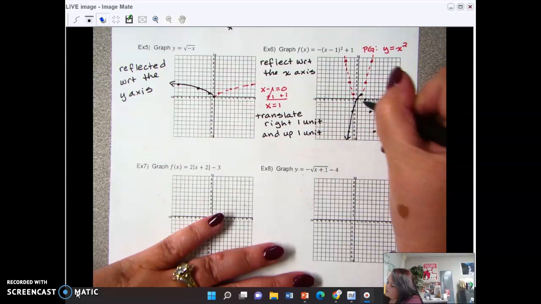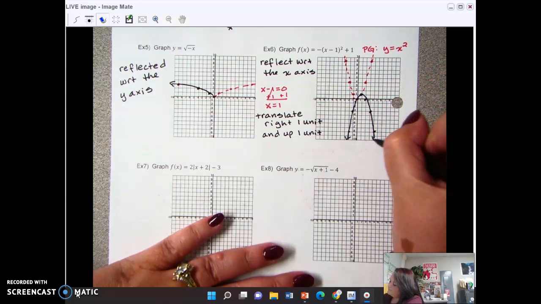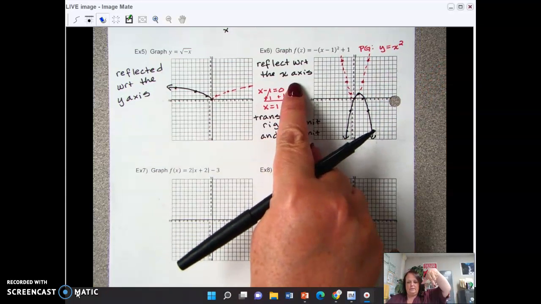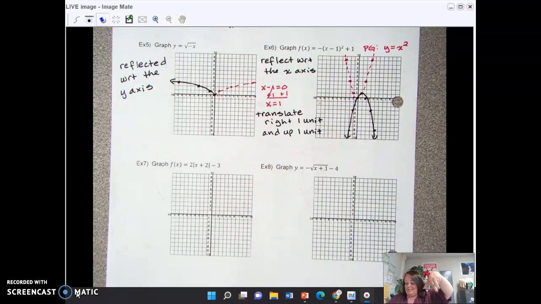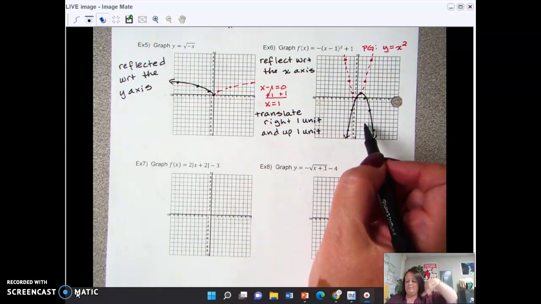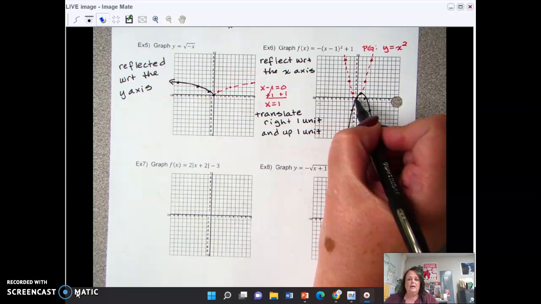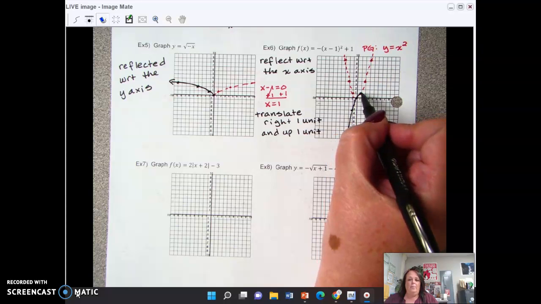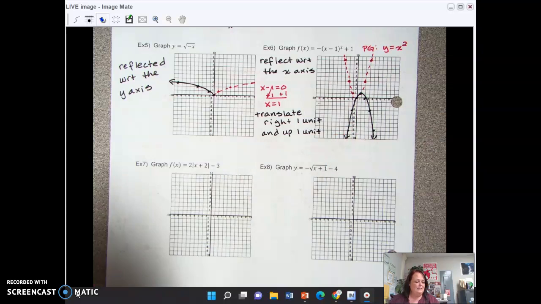And so let's make sure we've got this right. I've reflected it with respect to the x-axis, so that's why it's opening down. And I've translated it to the right 1 unit and up 1 unit. So other than that, it is the same as the parent graph.